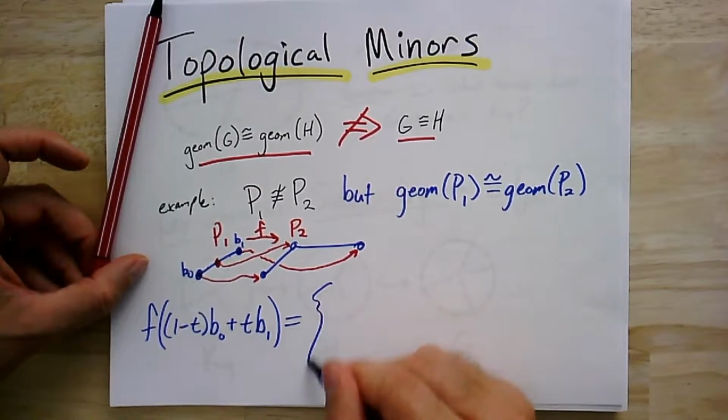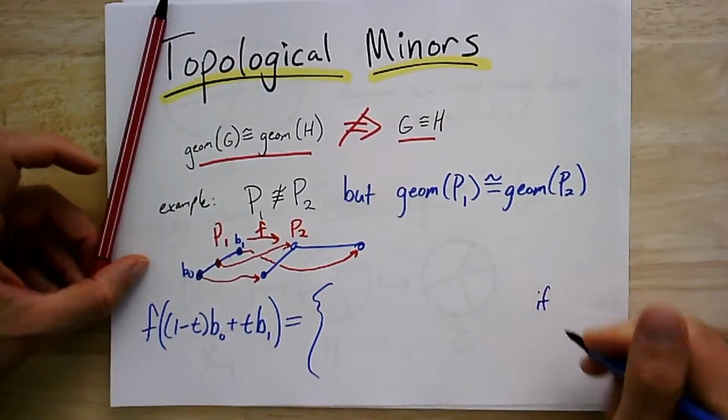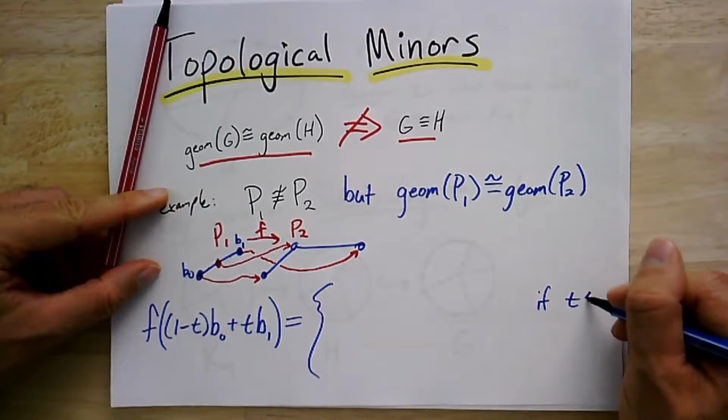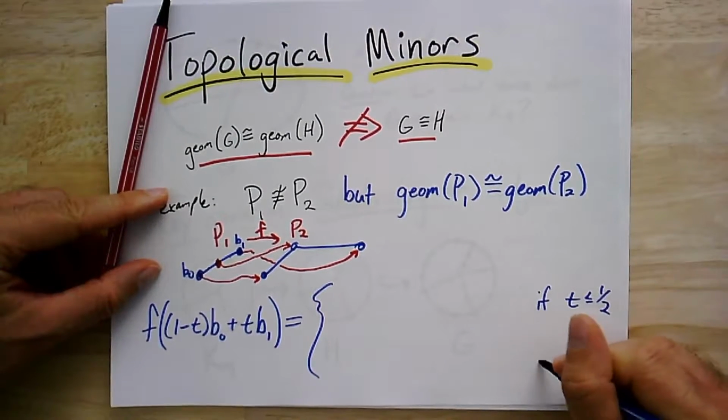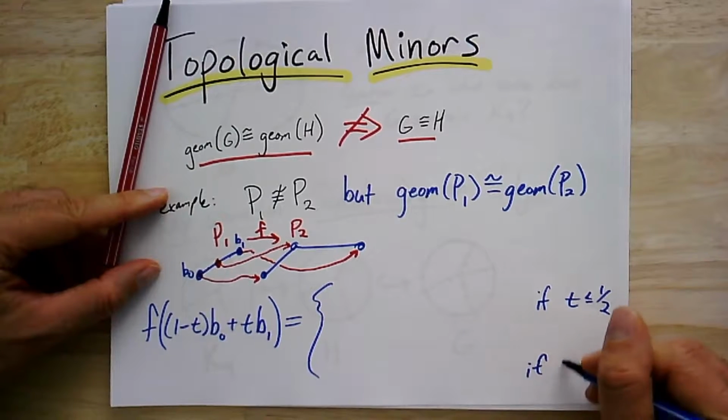And we're just going to map it to, well, two cases we should consider. First, I'll just write them out here: if t is less than or equal to 1/2, and if t is greater than 1/2. Let's write it like this.